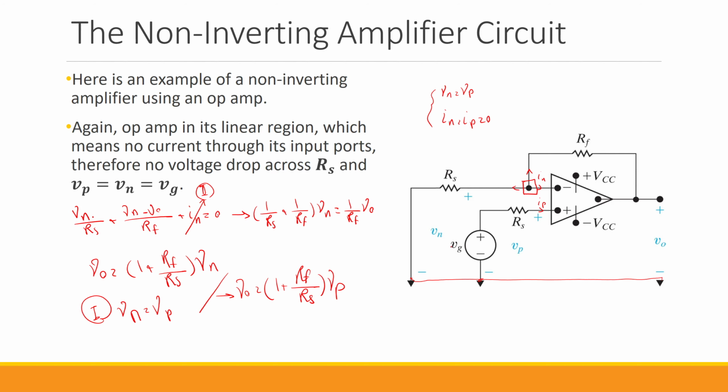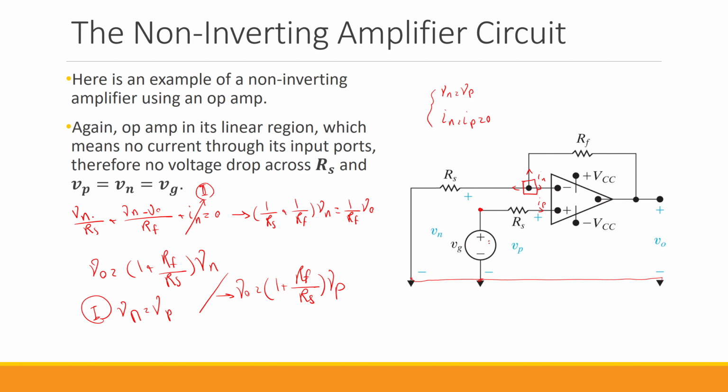To answer this question, let's take a look at this part of the circuit. We have Vg connected between this node and the common node. We have Rs in series with Vg. And then after Rs, we have the positive side of the Vp and the negative side, which is also connected to the reference node.